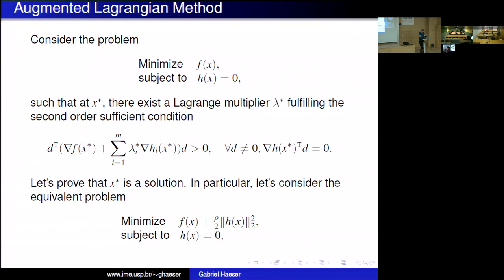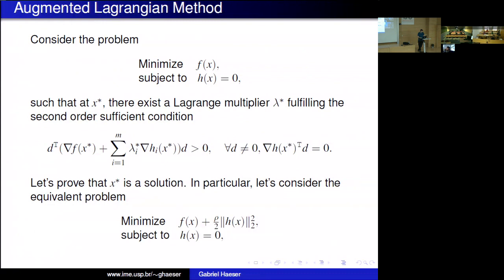This says that the Hessian of the Lagrangian function, for the correct multiplier, should be positive definite on this subspace, the subspace of directions orthogonal to every constraint gradient at x star.